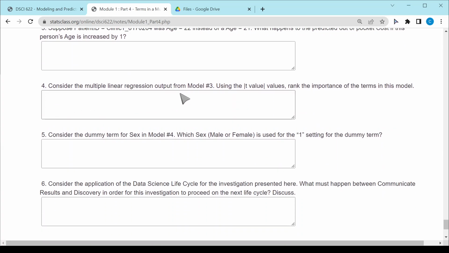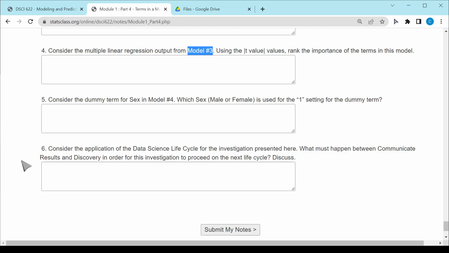Number 3 is just to do a variable importance idea with model number 3. So I showed you model number 4, but just do that for model number 3. 6 is a little question about that data science life cycle and what the appropriate steps would be between the communicate results and discovery.